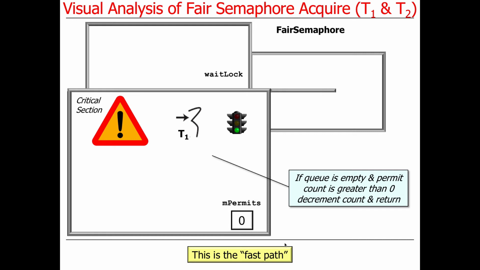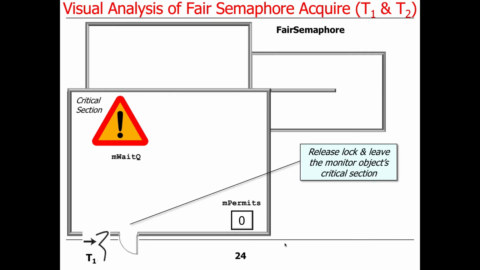All you have to do is decrement the count. So it went from 1 to 0, and you return, and when you return, that releases the intrinsic monitor lock, and that thread exits the critical section. Okay, so far so good. That's really easy code. Nothing the least bit tricky there at all.